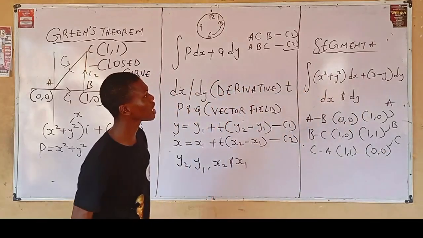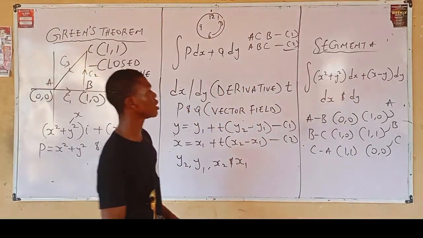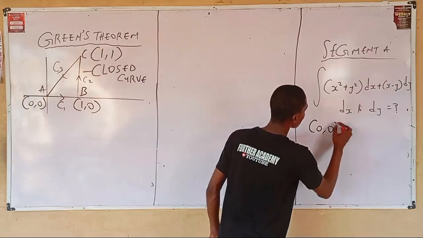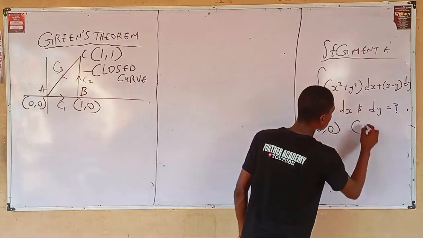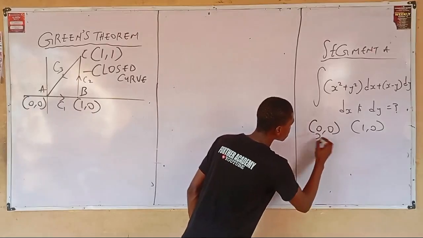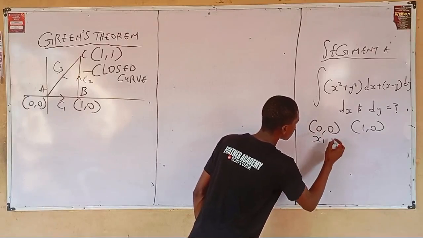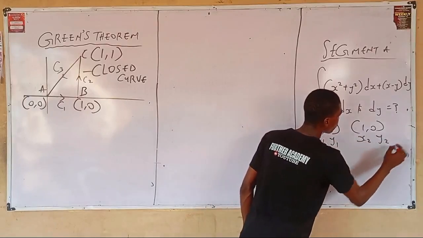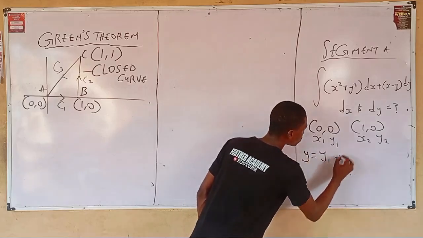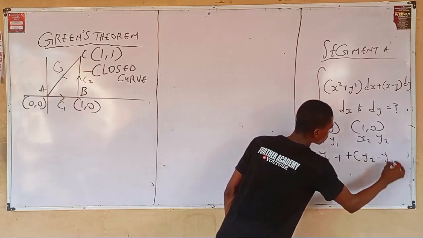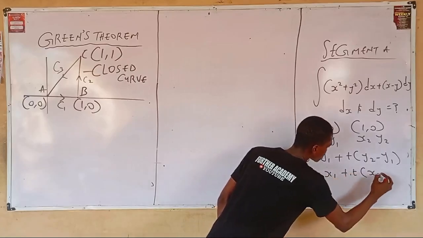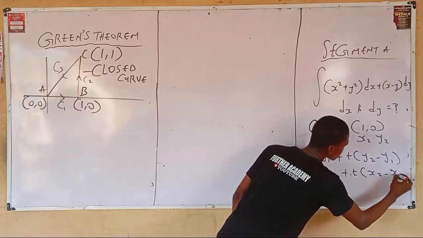Now, what segment are we? Segment A, B, or C? Segment A, meaning that I'm dealing with this. For now, this is my interest: (0, 0) and (1, 0). This is x1, y1, x2, y2. Implementing equation 1 and equation 2, that says y equals y1 plus t all into bracket y2 minus y1, and x equals x1 plus t all into bracket x2 minus x1.